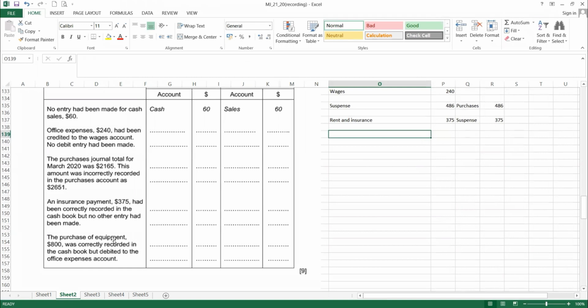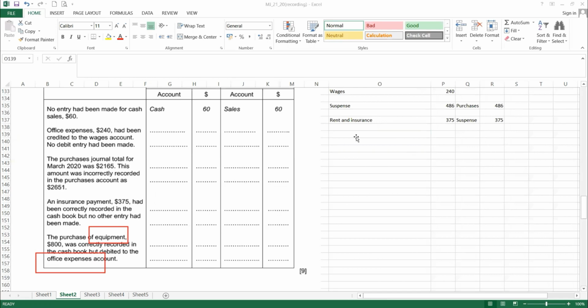Next, one more item. The purchase of equipment 800 was correctly recorded in the cash book, but debited to the office expenses. This is an error of principle. Equipment is a non-current asset. Office expenses is expenses. So the wrong section. This is a wrong class of the account.